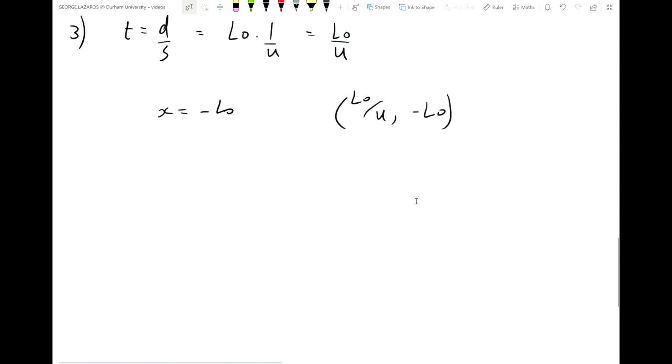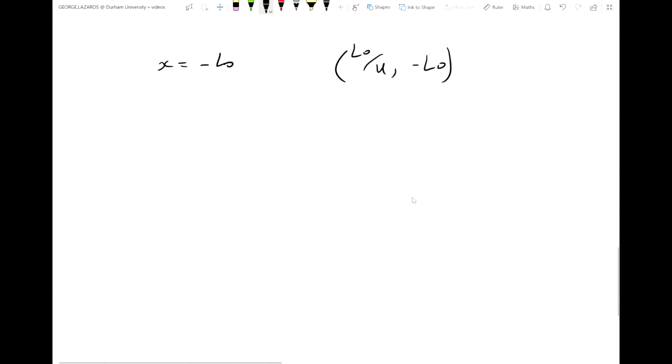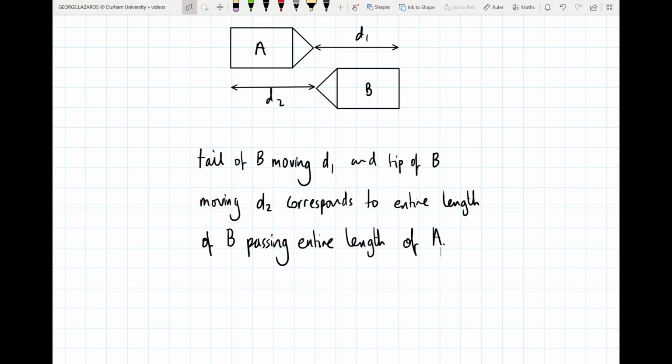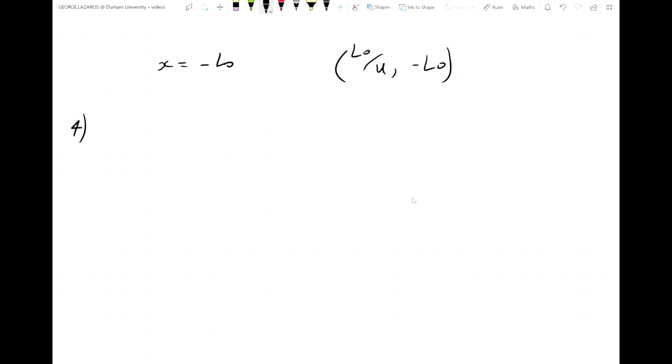Finally now, we're going to consider number 4, when the two tails pass each other. We already have all the information we need for this. We simply need to combine the 2 times of the tail of B passing the tip of A plus the tip of B passing the tail of A, because that corresponds to the entire length of B passing the entire length of A. And we're considering a position in frame A at the tail of A, so we know the position again is minus L0. So I'll just write that out.